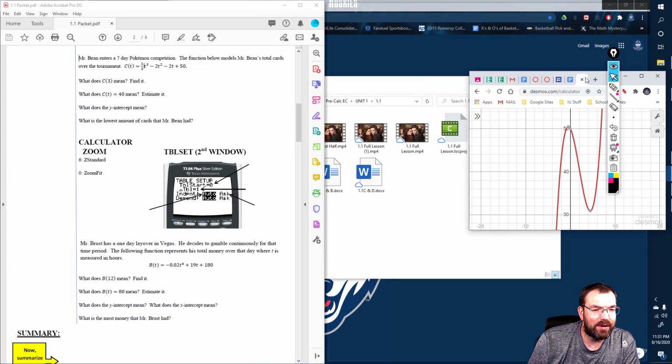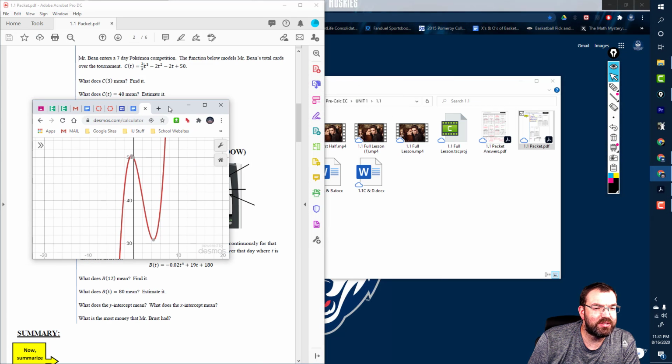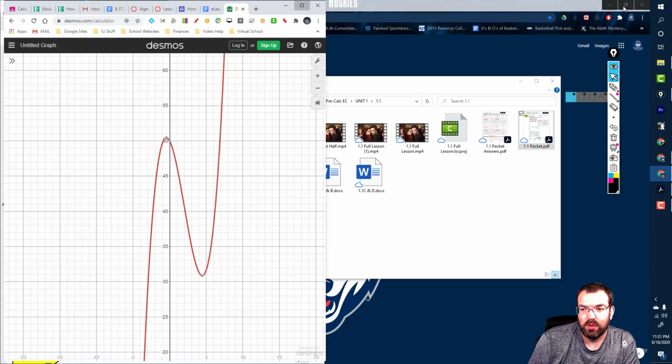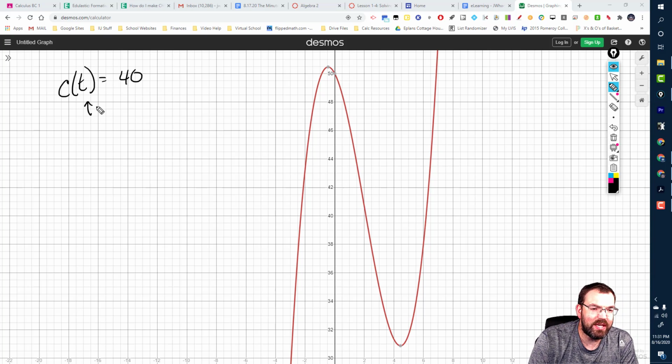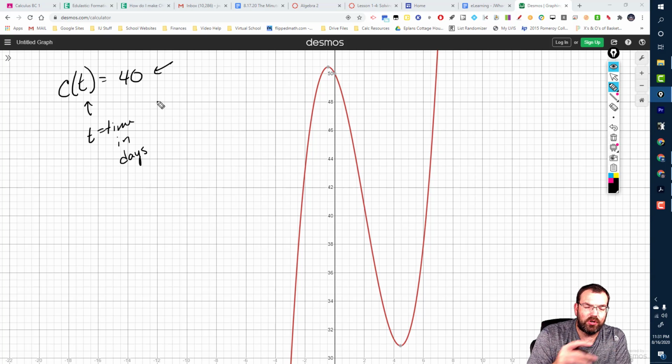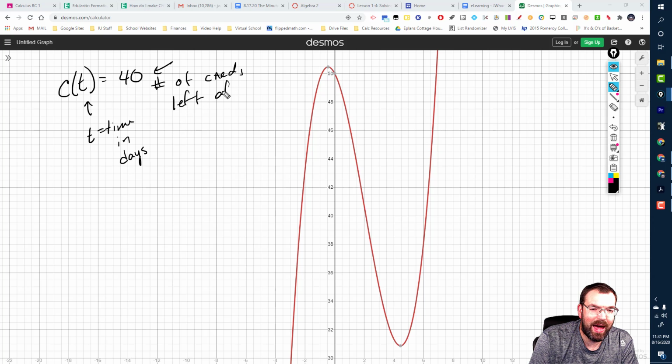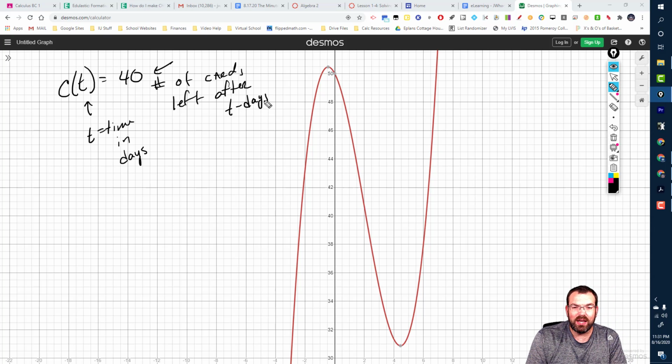Let's go back. I've got to find what C of t is equal to 40 means. Okay? C of t is equal to 40. Well, if t is time in days, what do you think the 40 means? Well, hopefully we can see that it's now the reverse. This is the number of cards he has left after t days. Like, we don't know how many days. We have to find it.